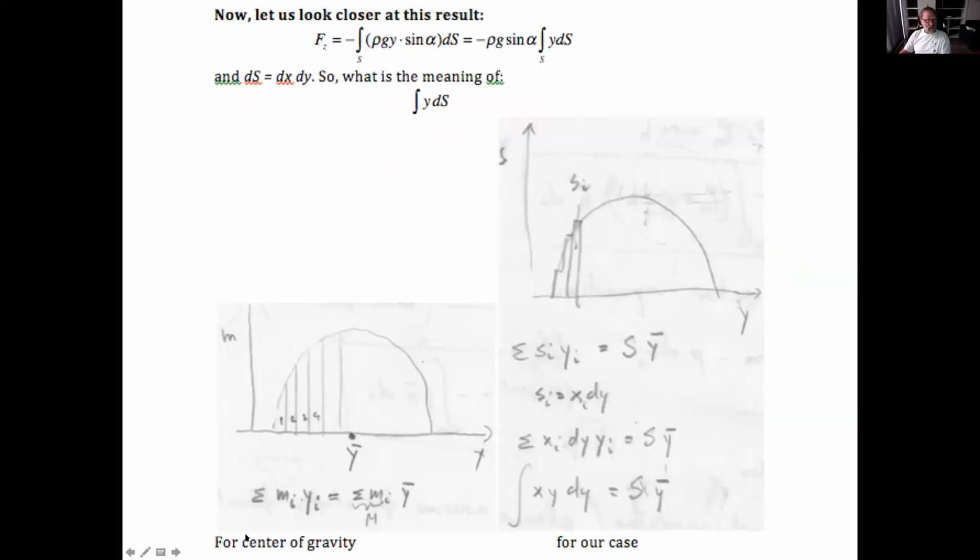Now, I have a whole convincing story here. So I'm copying the equation from the previous page. This is that. And I'm trying to figure out what this integral of y dS is. S, of course, is dx dy. It's the area. So let's go back to something that you know very well: the center of gravity. So there's a coordinate Y. Sorry for my handwriting, which is very similar to what I can do with the mouse.